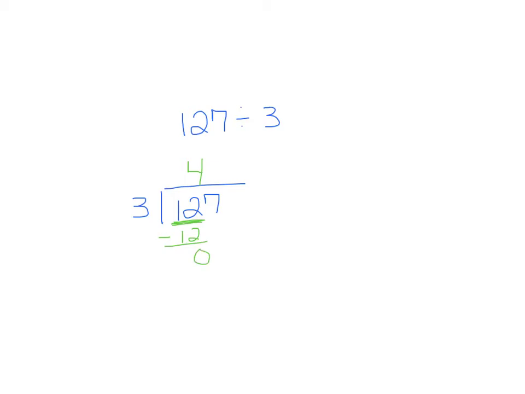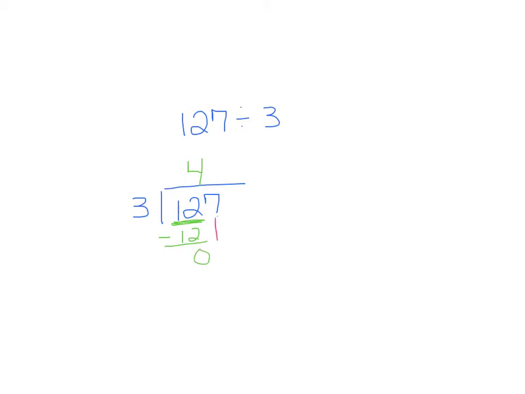Just as a reminder, not all number values come out evenly. So for example, if I want to do 127 divided by 3, I'm going to set it up 127 divided by 3. Okay. Does 3 go into 1? No. Does 3 go into 12? Yes. 4 times. So I'm going to put the 4 above the 2. I subtract the 12, left with 0.